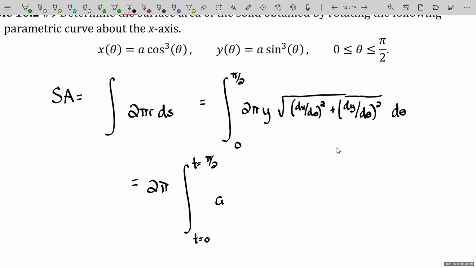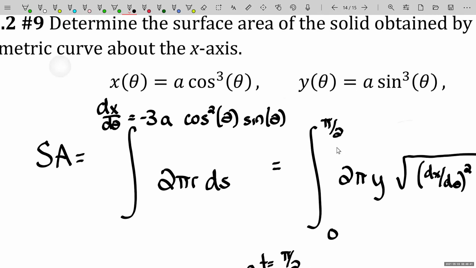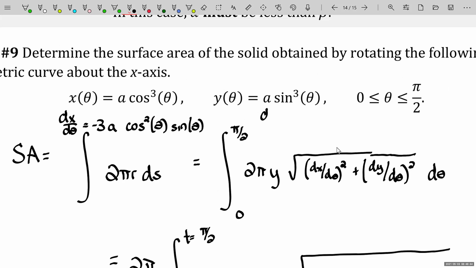The y value is a times the sine cubed of theta. Then we have the square root of, well, it looks pretty gnarly. Let's go ahead and take the derivative. What is dx d theta? Well, that's going to be 3a cosine squared of theta times a negative sine of theta. You look at that and you go, man, this is going to be a mess. It's not actually the case. It actually cleans up very nicely. Dy d theta is going to be 3a sine squared of theta cosine of theta.